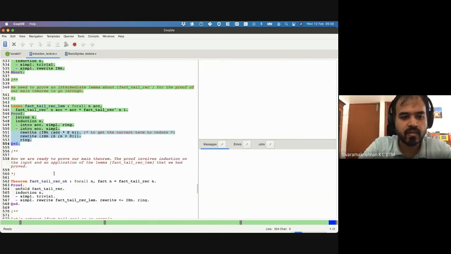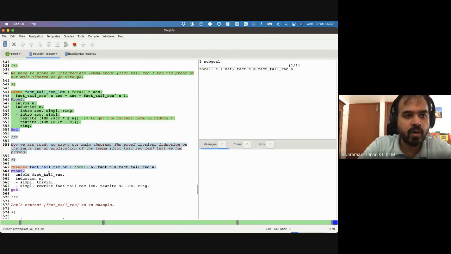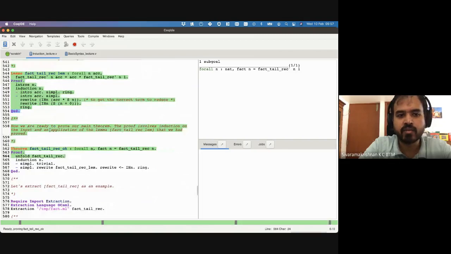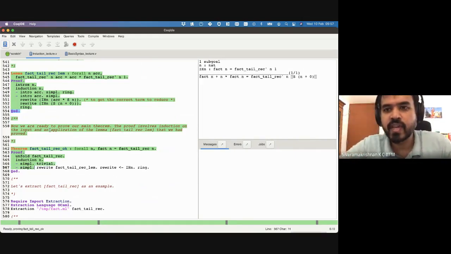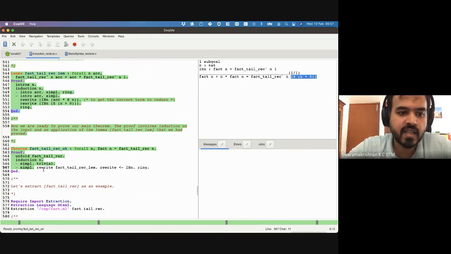Okay, so now we can actually go ahead and prove our theorem, right? So we have this same thing. Fact of n is fact of tail-rec of n. So we aborted the last time, right? We stopped last time. So let's see. We do the unfold, right? Induction on n. So that's fine. First case trivially goes through. For the second case, you simplify it. We were at this stage, right, where we had the accumulator argument here, and we wanted to get this out. And that is what we are going to do thanks to the rewrite using this lemma.